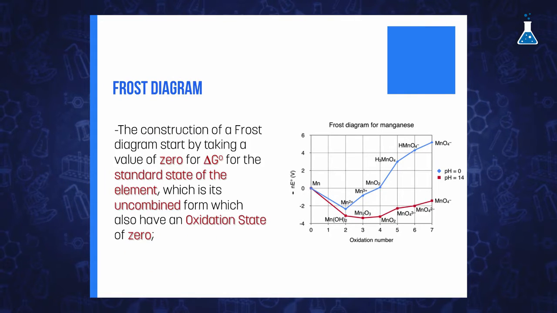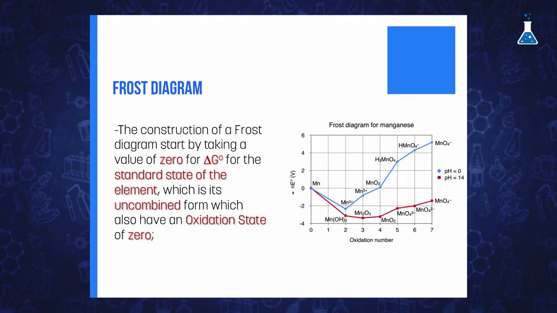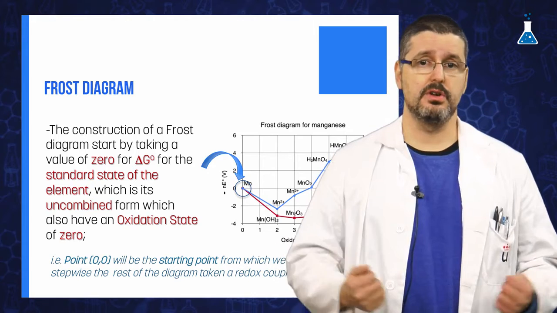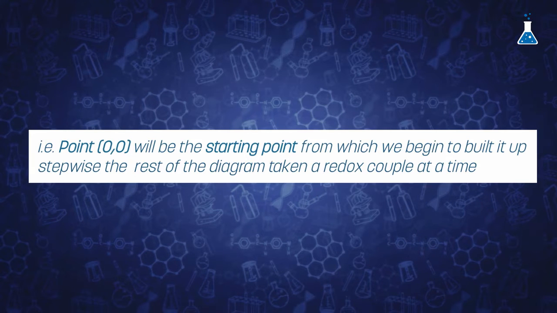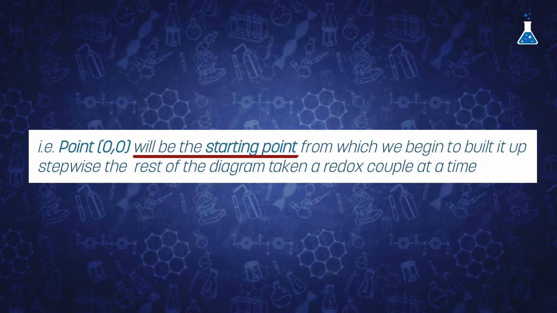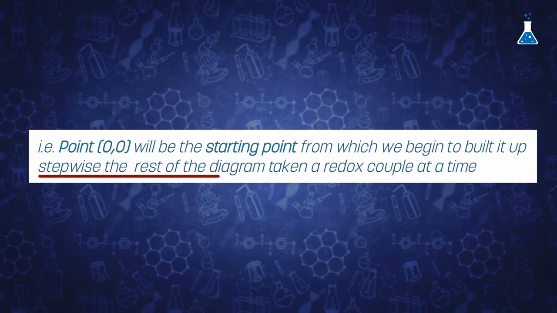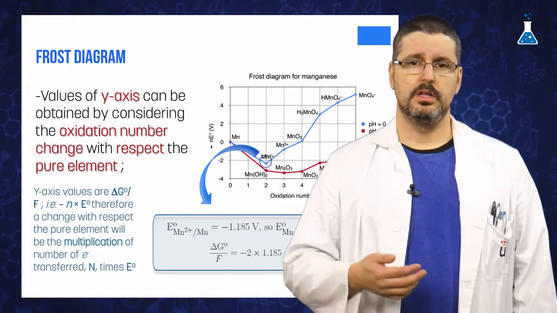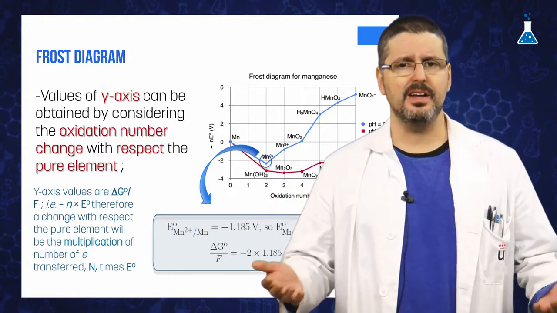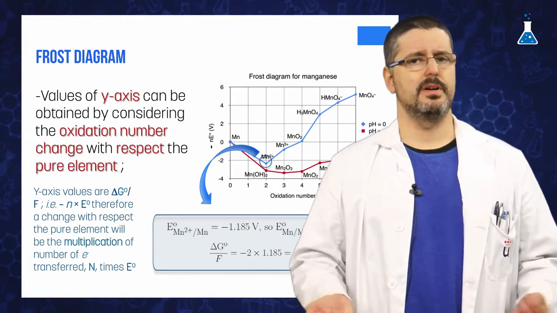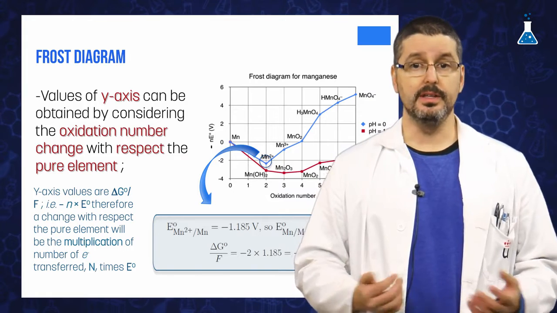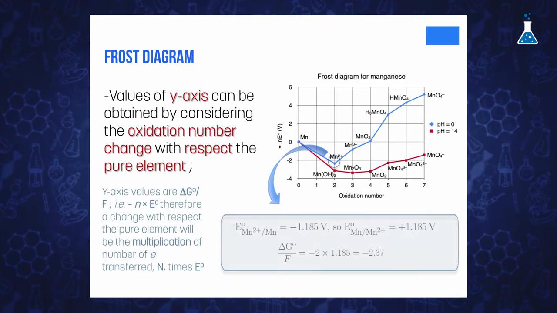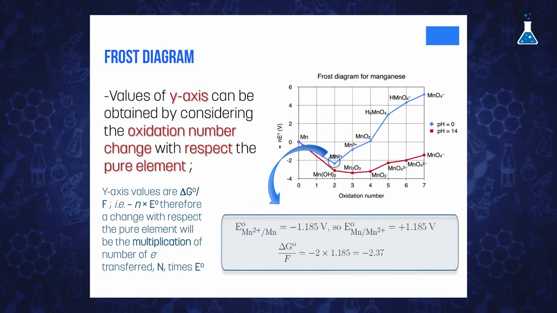We start to construct our Frost diagram by taking a value of 0 for the Gibbs free energy of the uncombined element, which also has an oxidation number of 0. Therefore, the point 0, 0 will be our starting point, and we begin to build up stepwise the rest of the diagram, from here taking a redox couple at a time. The values on the ordinate axis can be obtained directly if we consider the oxidation number change with respect to the pure element. In that case, the value will be the multiplication of the number of electrons transferred during that change by its standard reduction potential.